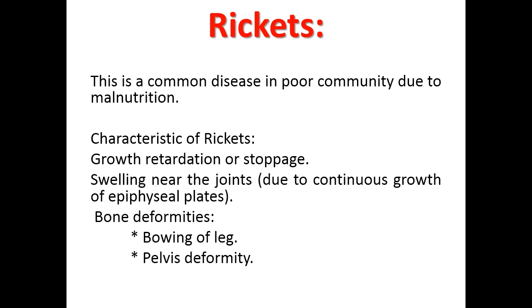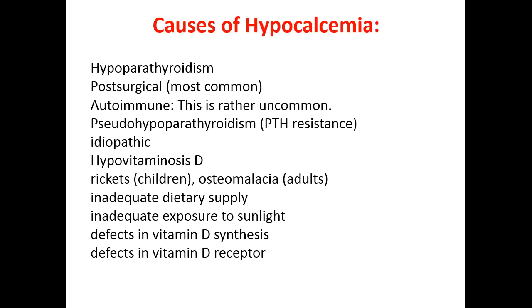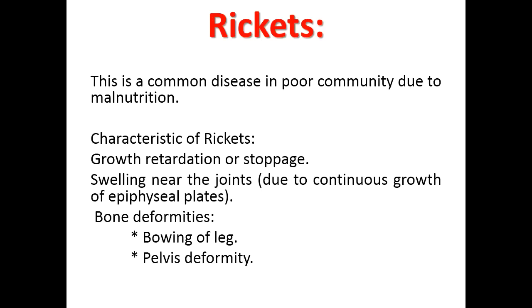All of you have heard about rickets, which is a common disease in poor communities due to malnutrition. It is characterized by growth retardation, swelling near the joints due to continuous growth of epiphyseal plates, and bone deformities, which are the bowing of the legs and pelvis deformities. Hypocalcemia that occurs in children is called rickets.